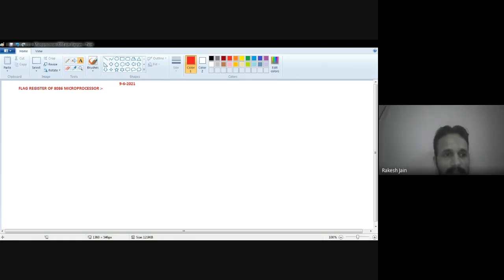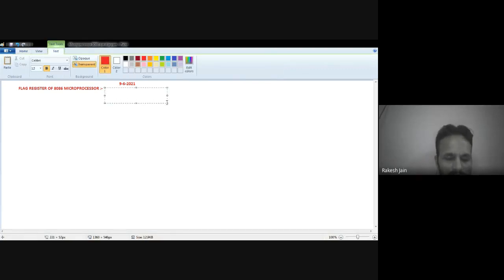The 6 flags are known as status flags, and the remaining 3 flags are known as control flags. So the flag register is a special purpose register. Let me write it down: flag register is a special register in the 8086 microprocessor.